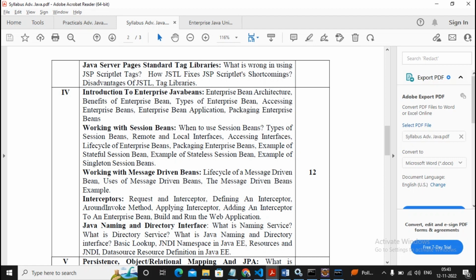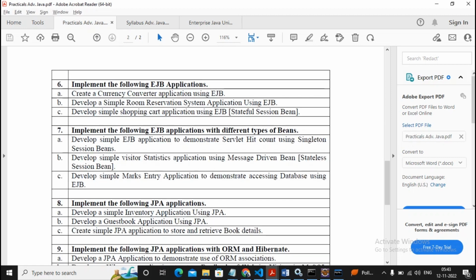Before you start discussing all these questions, it is better to watch the videos of practical number 6 ABC and 7 ABC before you start preparing the theory part of the subject. That will be useful for you to clear the concept of Enterprise Java Beans as well as how the program works. Then, if you're looking at the theory, it will be much easier for you to prepare well for this Unit 4 of Enterprise Java.